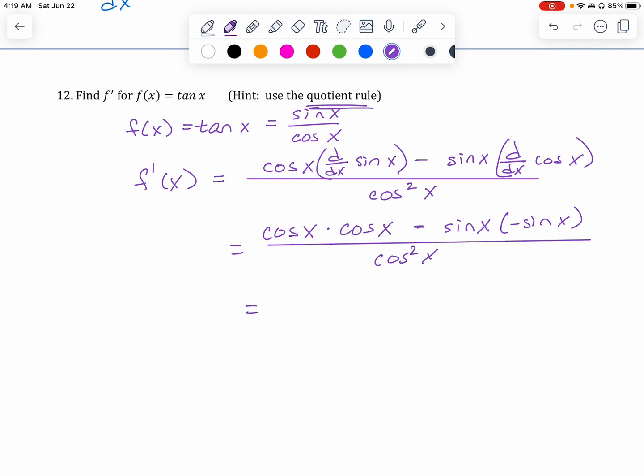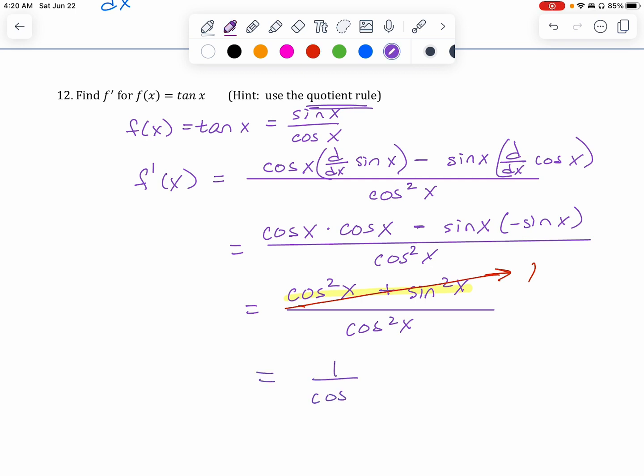So cosine x times cosine x is cosine squared x. And then I have minus sine x times a negative sine x, which gives me plus sine squared x, all over cosine squared x. My favorite identity, because it turns something that was ugly into something very pretty, is that this is equal to 1. So now I have 1 over cosine squared of x.